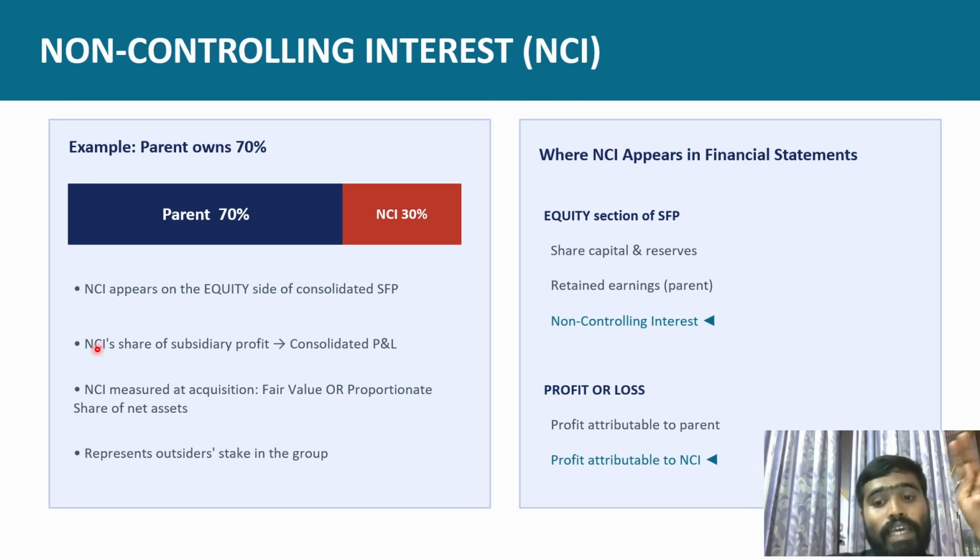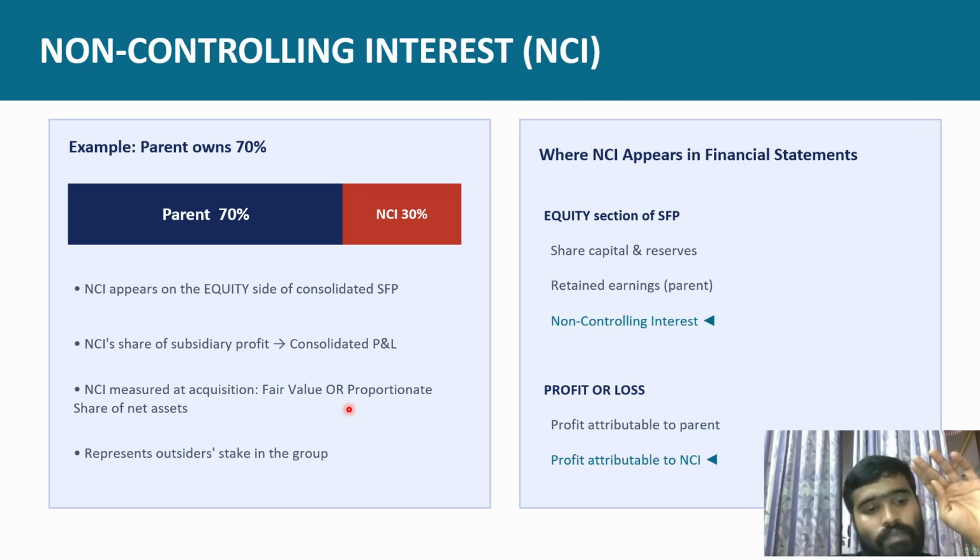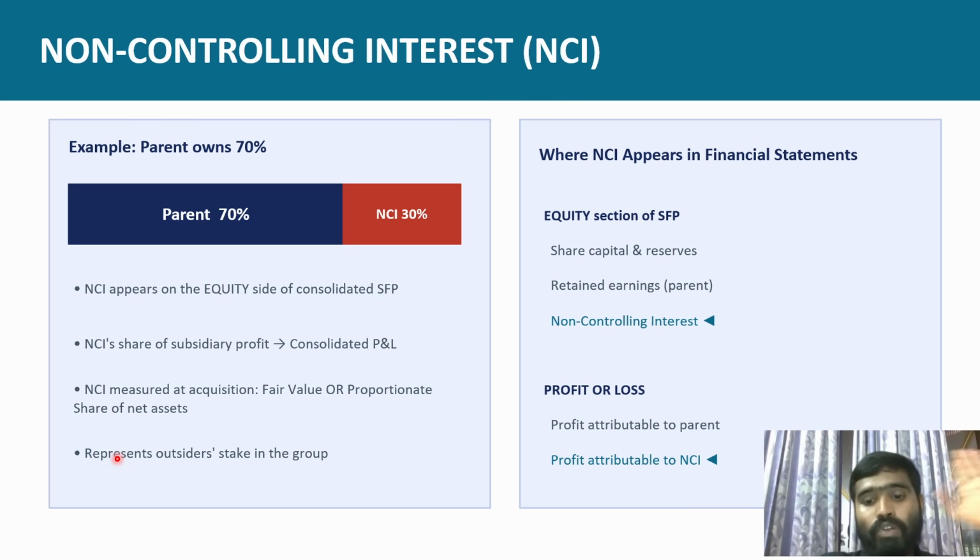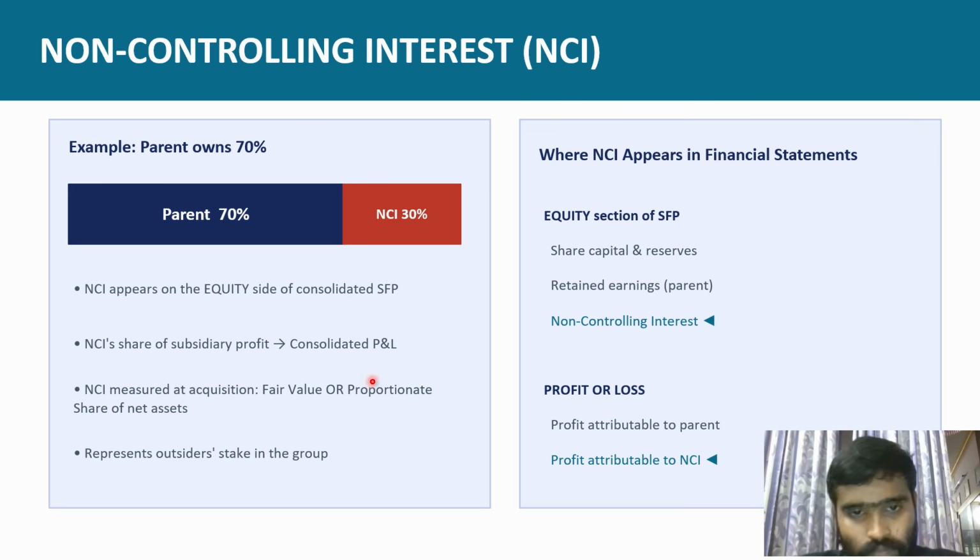And then NCI's profit we will show in consolidated profit and loss. And NCI can be measured at fair value or proportionate share of net assets. These methods we'll see in the upcoming classes. Then NCI means the percentage of shares held by others, or usually the outsiders.